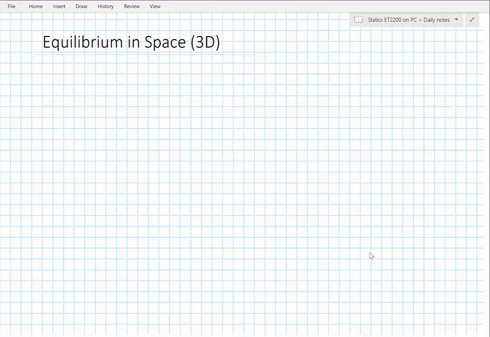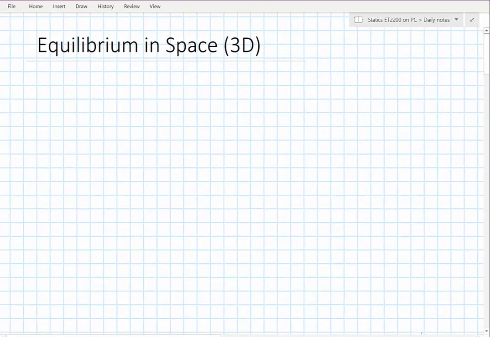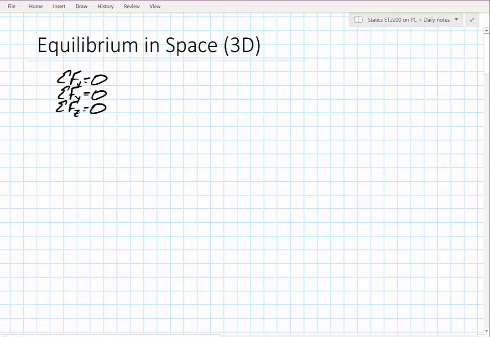All right, hello everybody. Today we're going to talk about equilibrium in space, which really just means within the 3D environment. And as we saw in the 2D environment for equilibrium, what we said is our resultant force is equal to 0, or we can say the sum of the forces in the x and the sum of the forces in the y. If we sum up our forces in each one of those directions, we end up with 0. Same idea with the z direction. So we're just adding one more component.